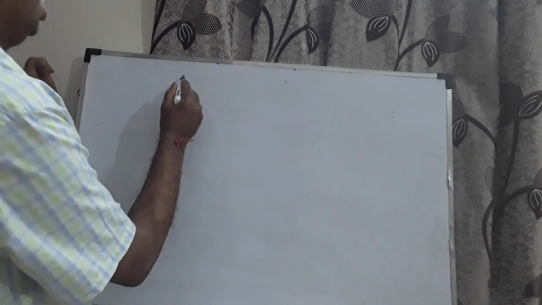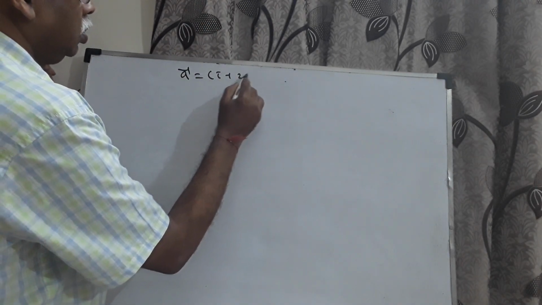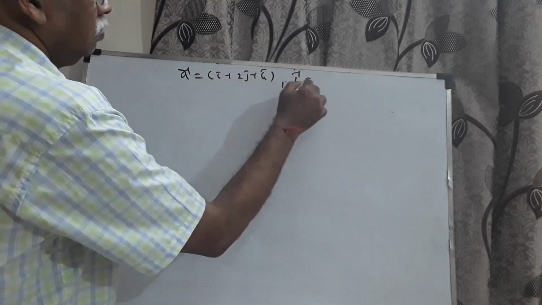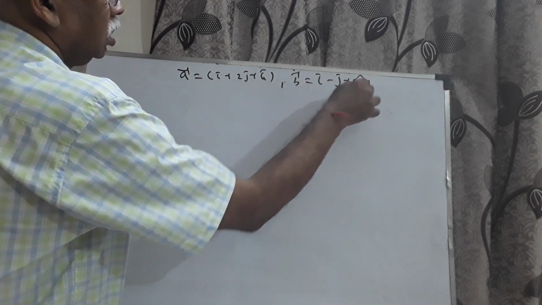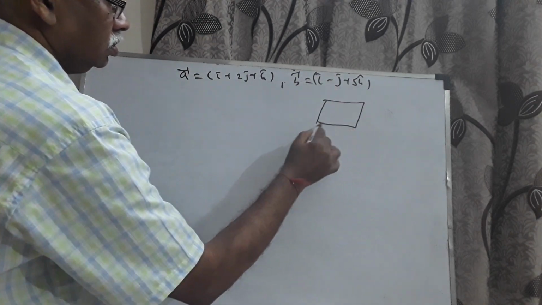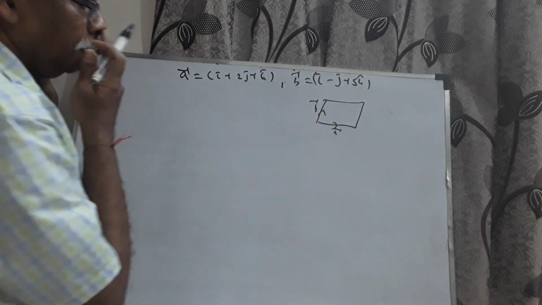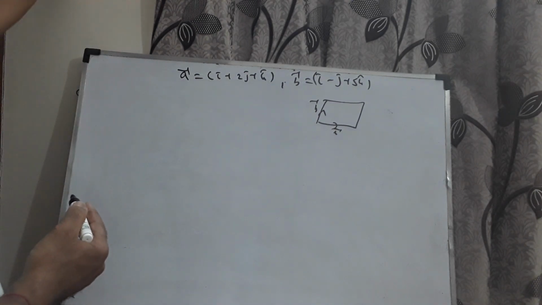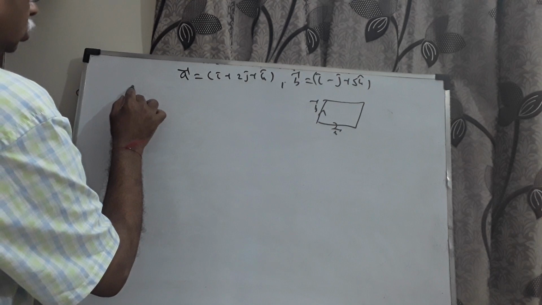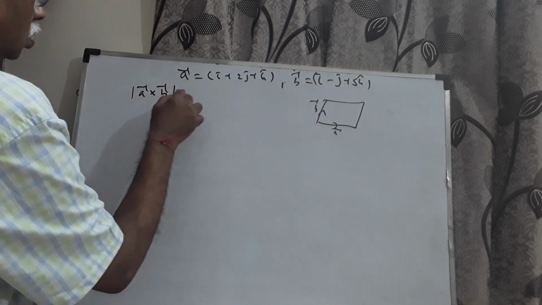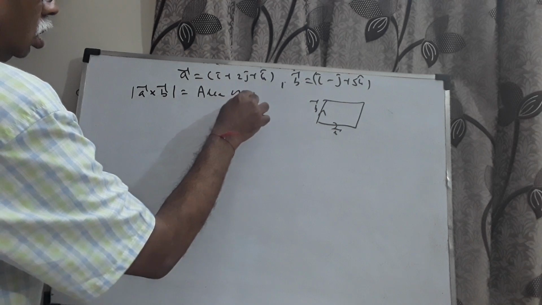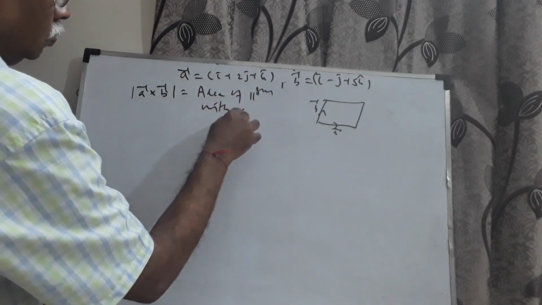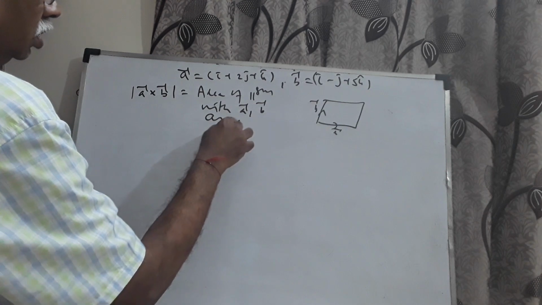Now next problem goes like this. Find the area of the parallelogram with a vector equal to i plus 2j plus k, b vector equal to i minus j plus 5k as adjacent sides. This is my a vector, this is my b vector. The application of cross product tells you mod a cross b is equal to area of parallelogram with a vector, b vector as adjacent sides.